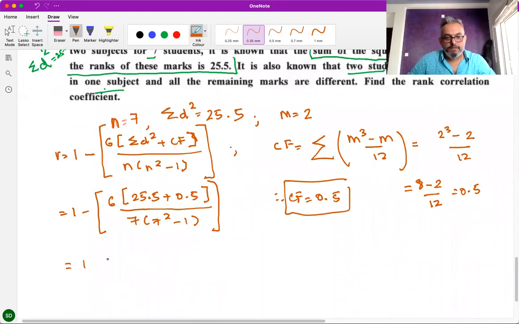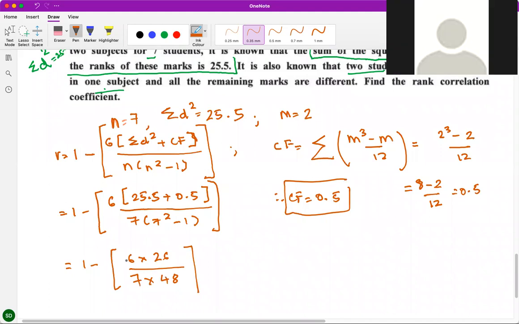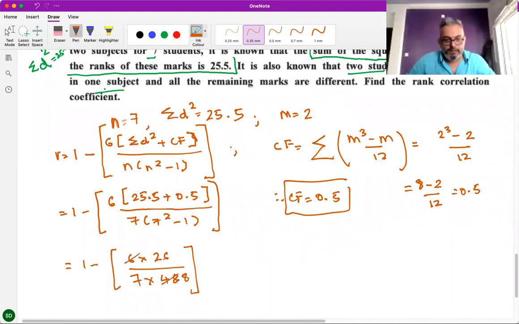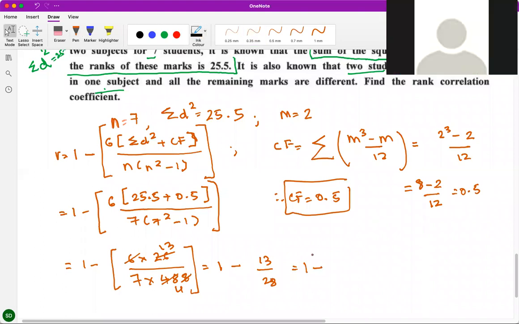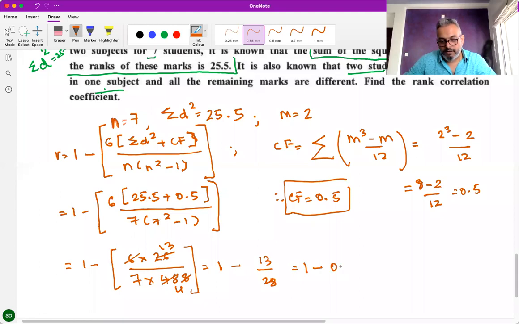Which is equal to 1 minus 6 into 26 upon 7 into 48, since 7 square is 49. 6 eights are 48, so it reduces to 1 minus 13 by 28, which is 1 minus 0.46, which is equal to 0.54. Therefore, r is equal to 0.54.